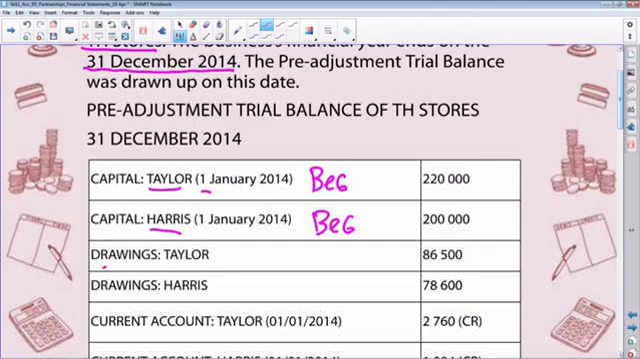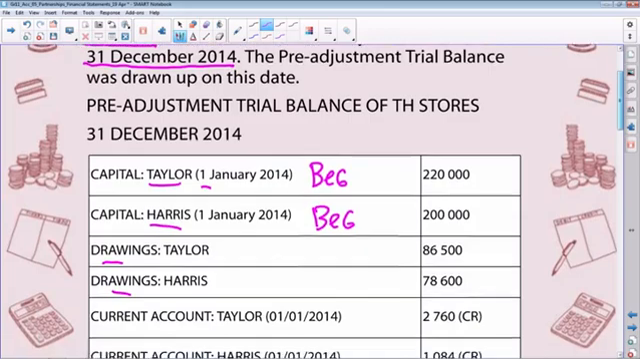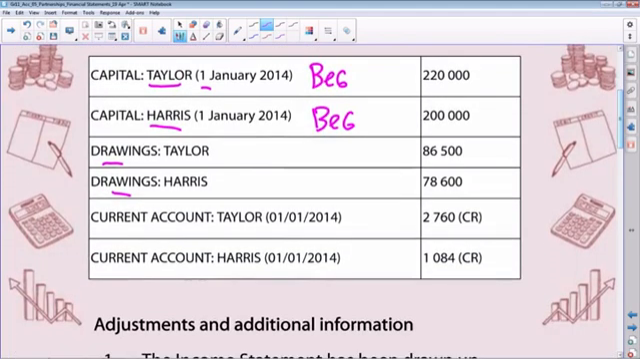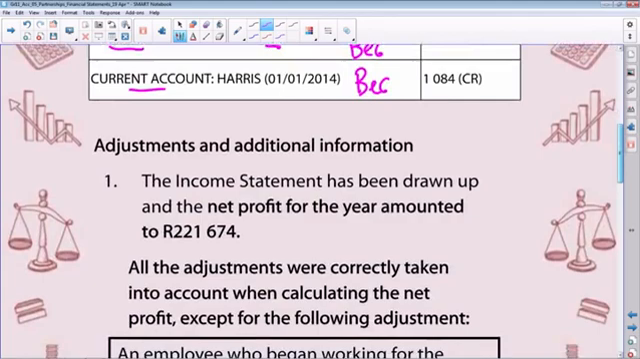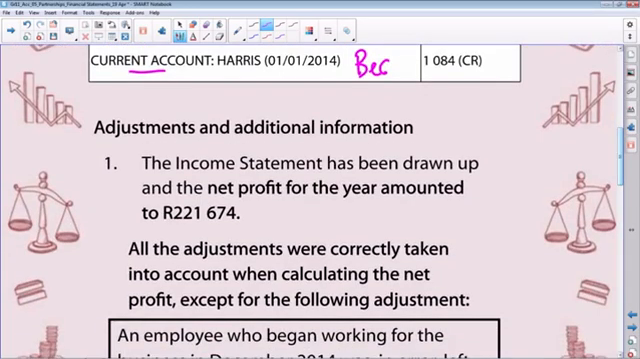Then we've got drawings for Taylor, drawings for Harris. So in other words, whatever they've taken out of the business for personal use for the entire year. And then finally, we've got the current accounts for each partner at the beginning of the year, 1st of January 2014. So I'm just going to remind myself again, this is at the beginning of the year. Okay, with me. Right, then some adjustments and additional information. So I'm going to quickly read through this information so that you are aware of what we're working with.